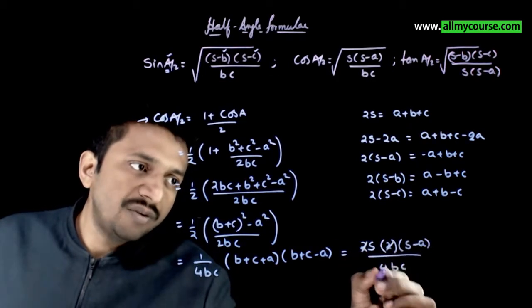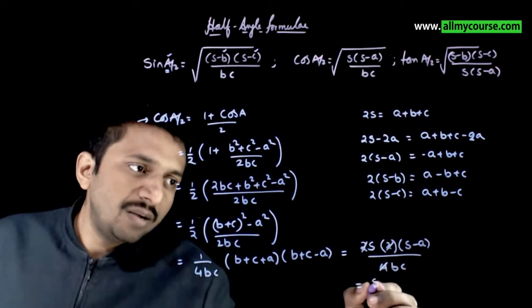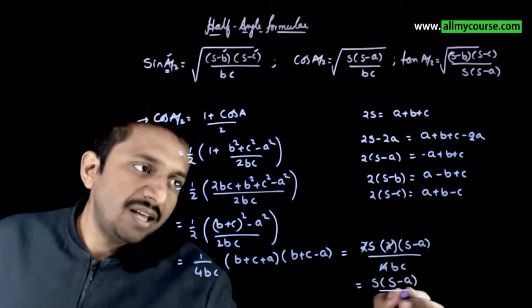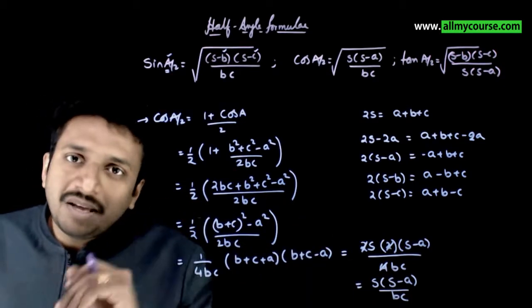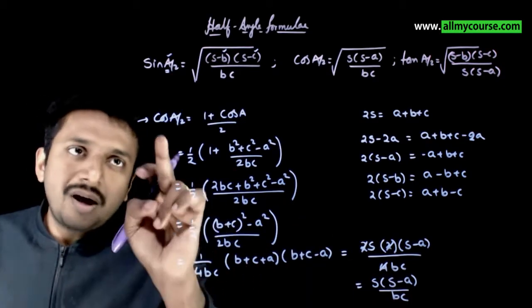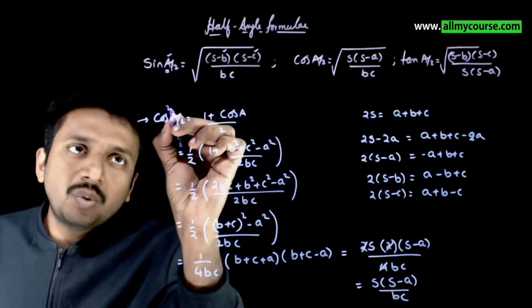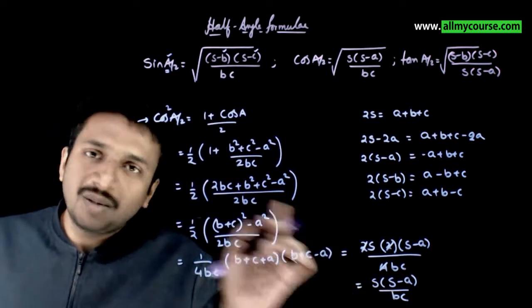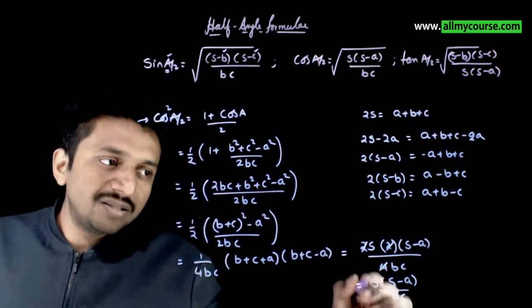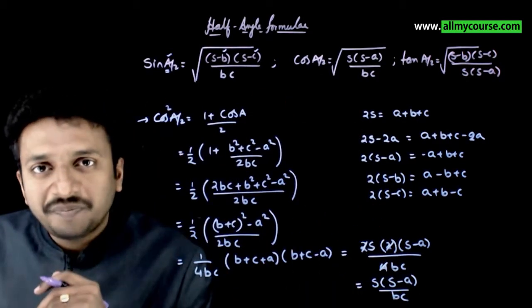So 2 2s are 4 and 4 gets cancelled. That is equal to S times (S minus A) by BC. So cos square A by 2, which is (1 plus cos A) by 2, is S into (S minus A) by BC. So cos A by 2 is root of S into (S minus A) by BC.